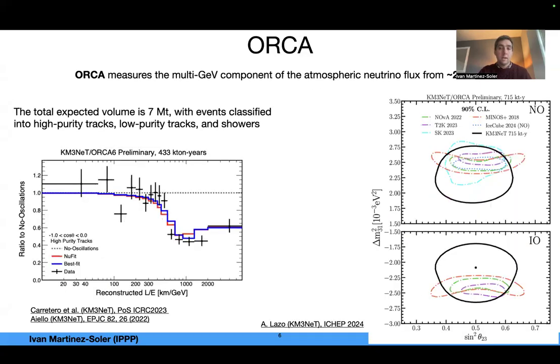It's on the order of a few percent, 4.3%. And finally, the last experiment that is taking data is ORCA. ORCA is still not complete, but with just a few strings they managed to observe an oscillation. Because so far they have just a small volume, the precision is not great, but I'm sure in the near future they will collect much more data and the precision will be even better. And here you have one of the results in the right plot compared to the other experiments, and the oscillation that they have observed in the left plot.